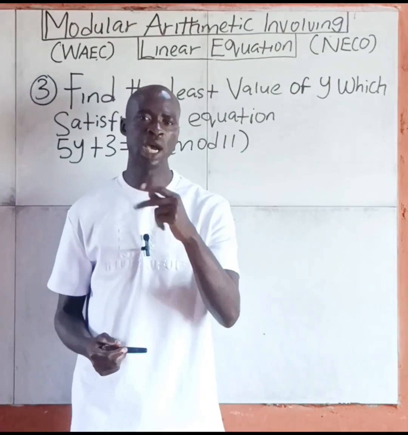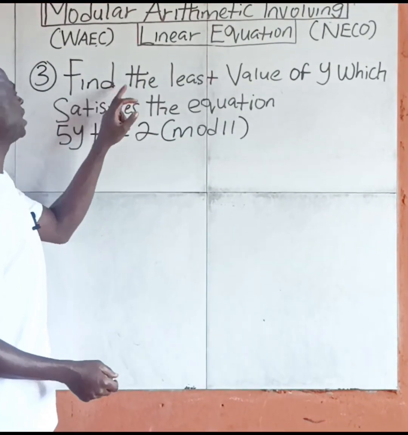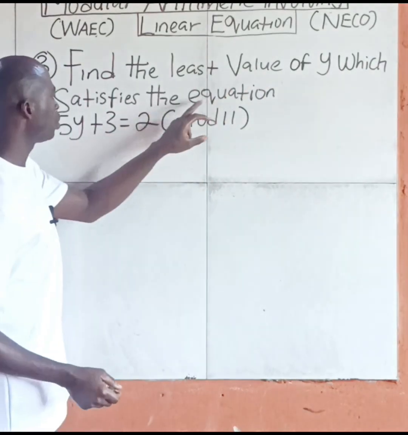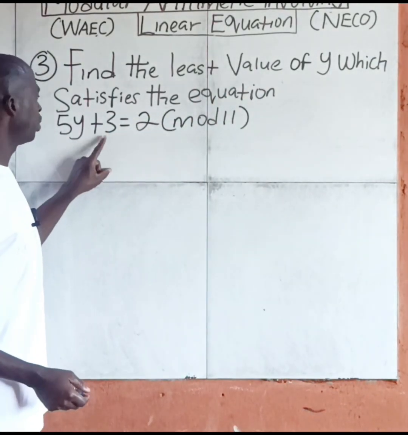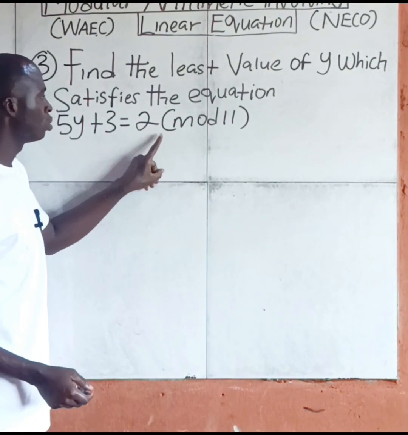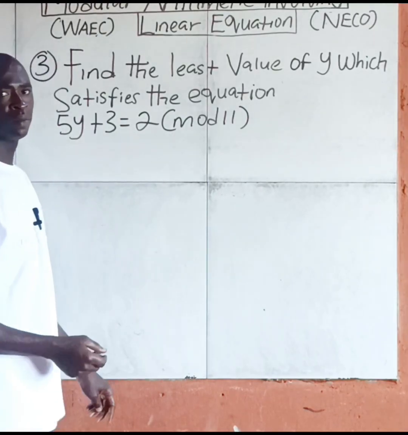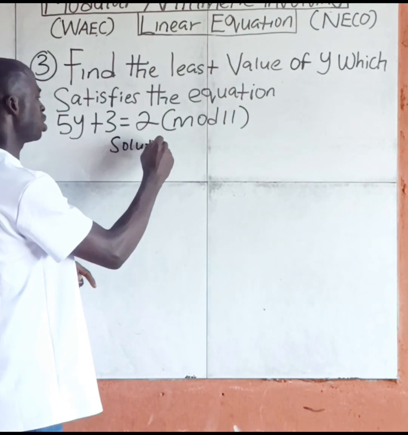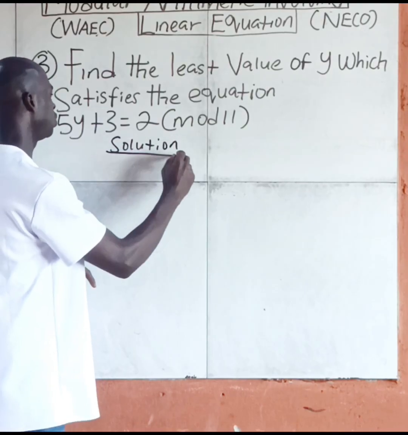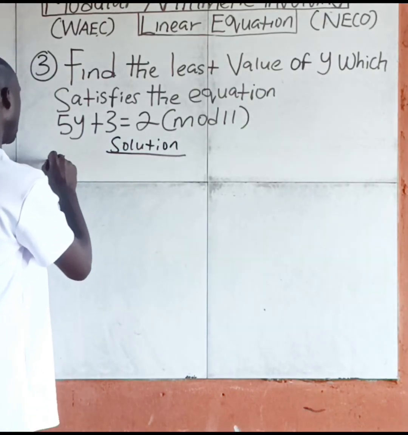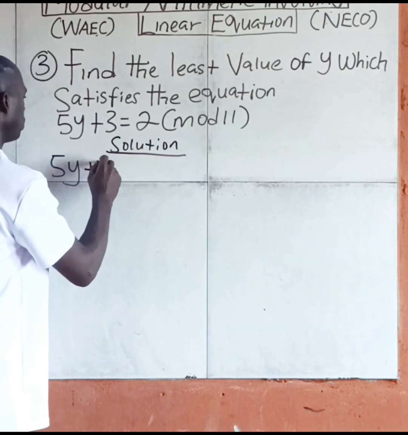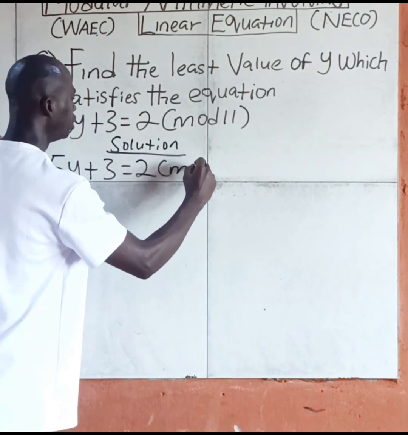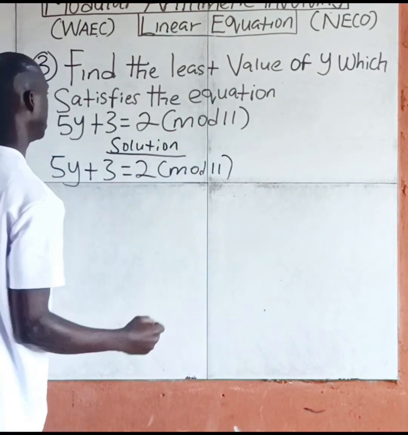All right, now for question 3: find the least value of y which satisfies the equation 5y + 3 = 2 mod 11. What are we simply going to do here? Solution to the question. The very first thing I need to do is write my question: 5y + 3 is equal to 2 mod 11.